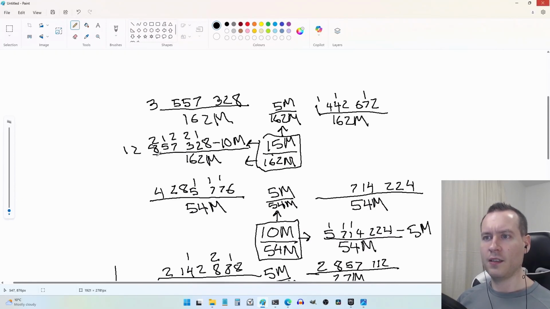I only got, did I do this wrong? I only got 2 million here, and this was 8 million. So we did this calculation 2 different ways, so we have some redundancy. It looks like we've got the ones, tens, hundreds, thousands, 10,000s all correct, but then the remaining digits differ.